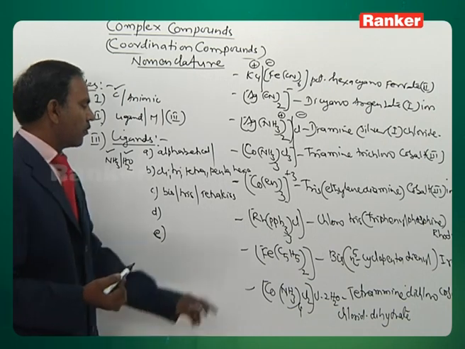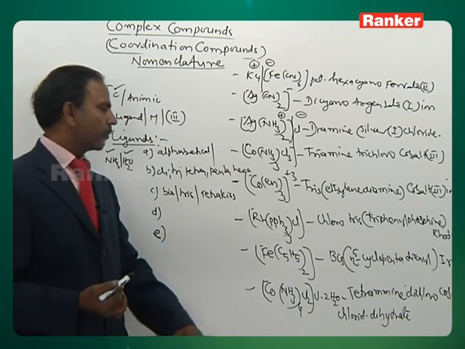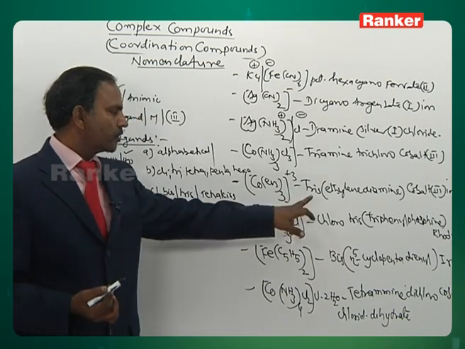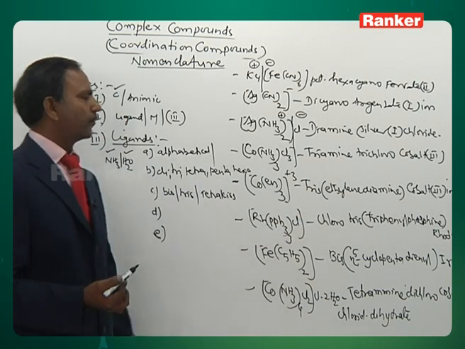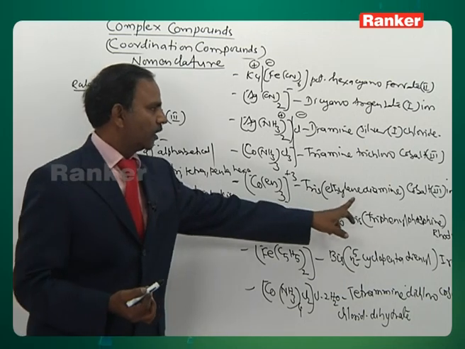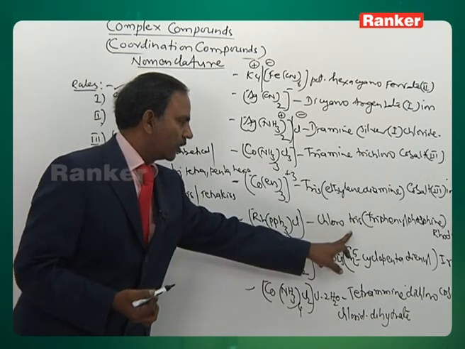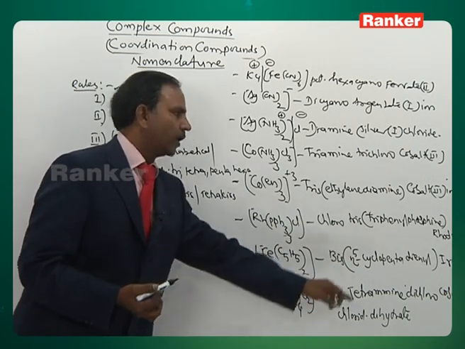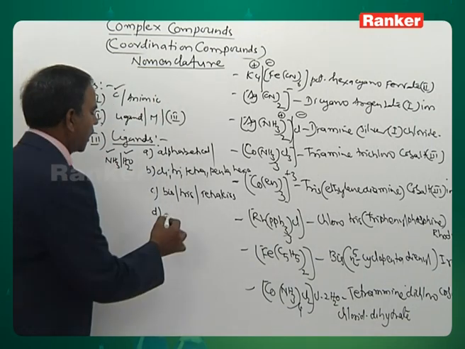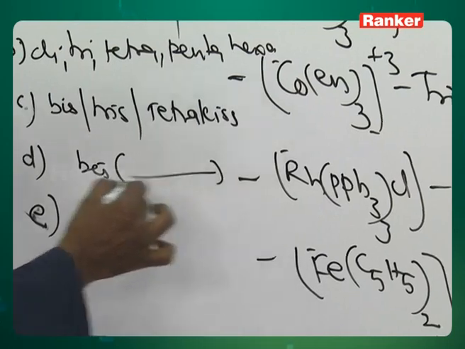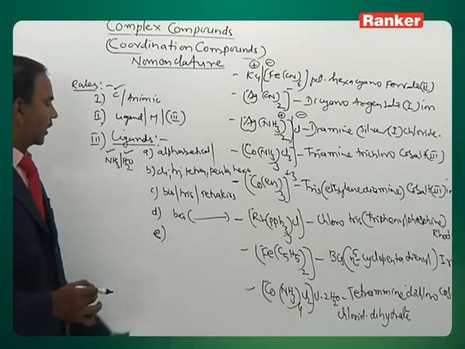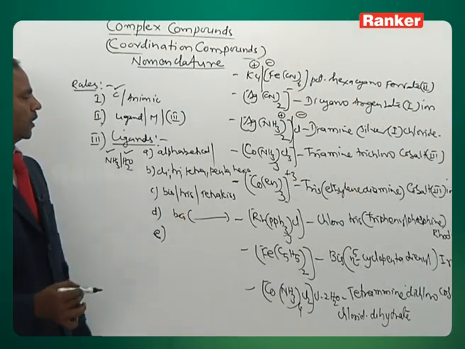And again, wherever a polydentate ligand is coming, or any ligand which is coming after bis or tris, that should be kept in the bracket. See, after tris I kept it in the bracket, after bis I kept it in the bracket. Wherever the ligand comes after bis or tris, that should be kept in the bracket. Like this while numbering this particular ligand.